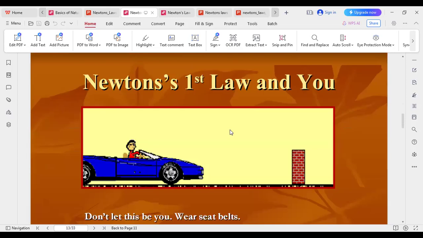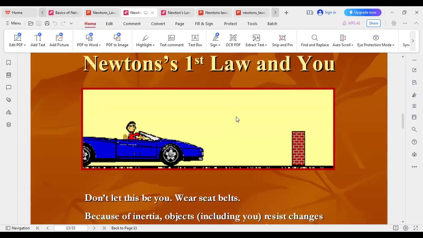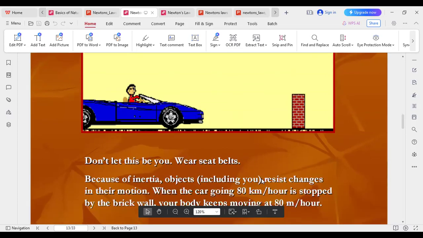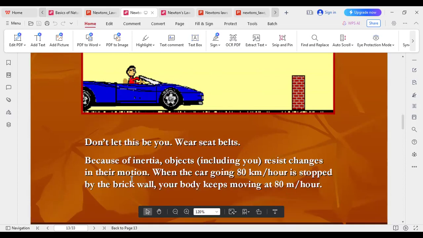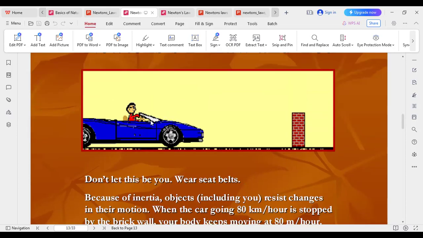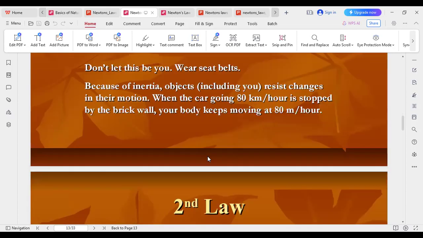Now, Newton's first law and you. Suppose you are driving a car, and don't let this be you, wear seat belts. Because of inertia, objects, including you, resist changes in their motion. When the car going 80 km per hour is stopped by a brick wall, your body keeps moving at 80 km per hour. This is why there will be inertia here.